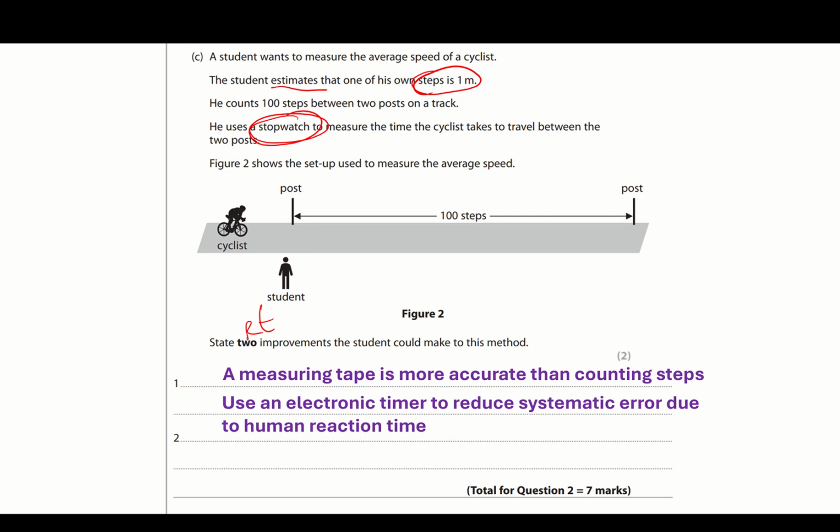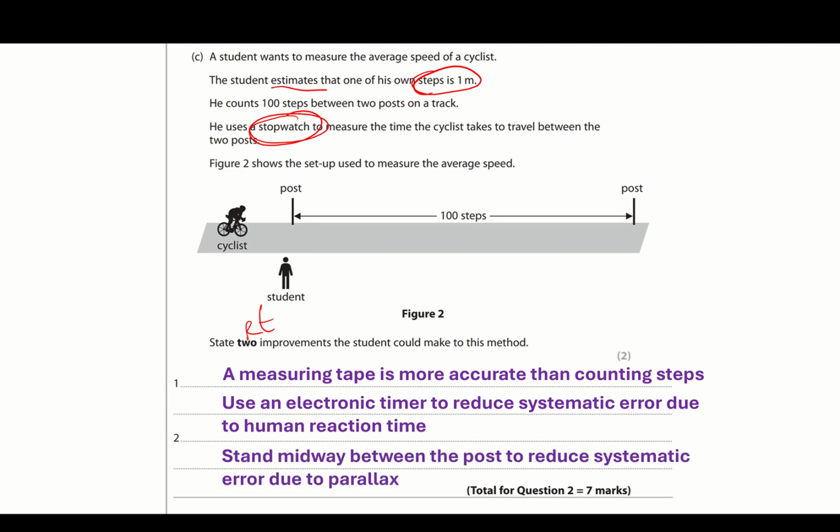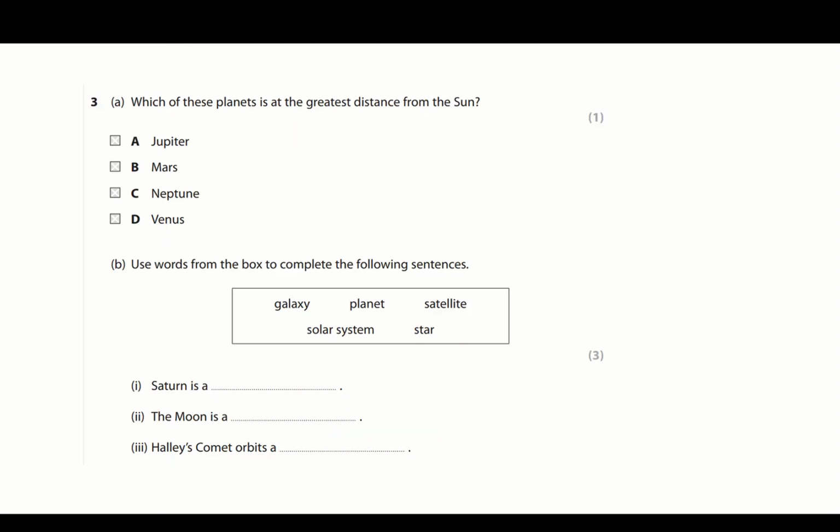That's enough for 2. And if you fancied showing off, well, rather than stand there, stand here, because at least then the 2 parallax errors will kind of cancel each other out in terms of their view. But that really would be showing off. And that's that one.